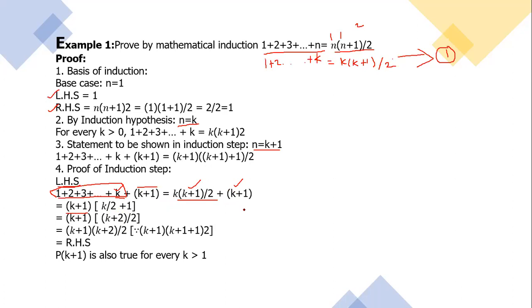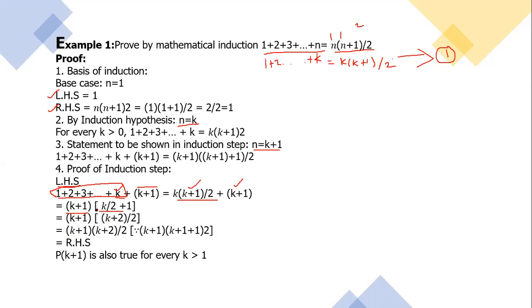So I can take the particular k plus 1 from both the things and write it outside. Okay, k plus 1. I have to write the remainder. You know this concept already, you may have studied it in maths. So k plus 1 is outside, k by 2 plus 1.